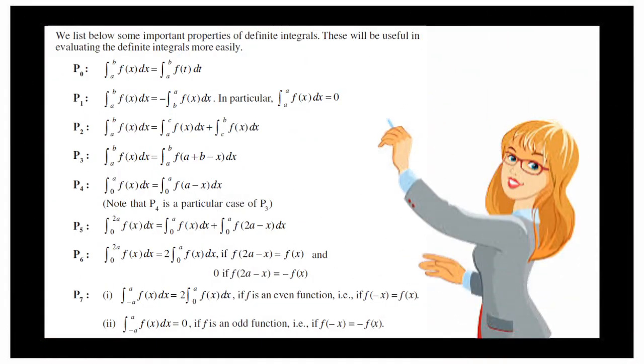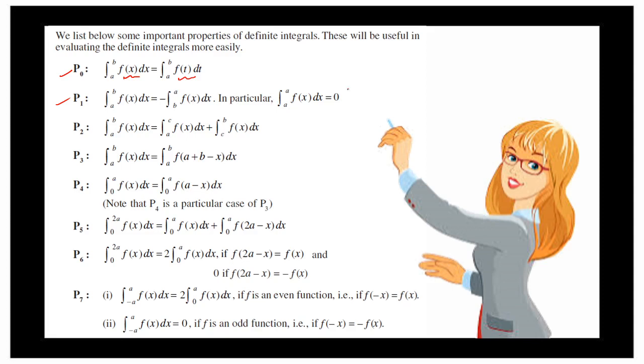Here are some properties which basically make our calculation very simple and easy, but we have to identify which property is applicable. So the very first property is very simple. It says if we have integral a to b f(x), then we can write it in any other variable. Next property says if we swap the limits, if it is a to b and we write b to a, then we are going to get negative of this thing, right?